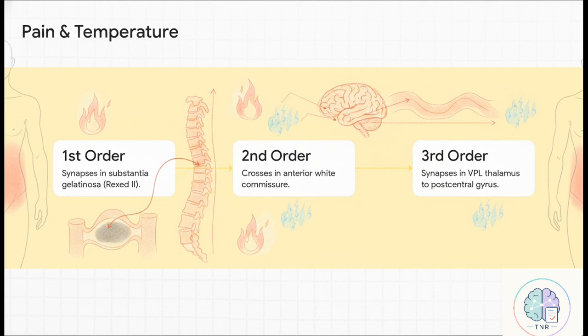Then it rides all the way up to the thalamus and finally to the sensory cortex. Because it crosses right away in the spinal cord, a lesion on one side of the cord will knock out pain and temp on the opposite side of the body below that level.